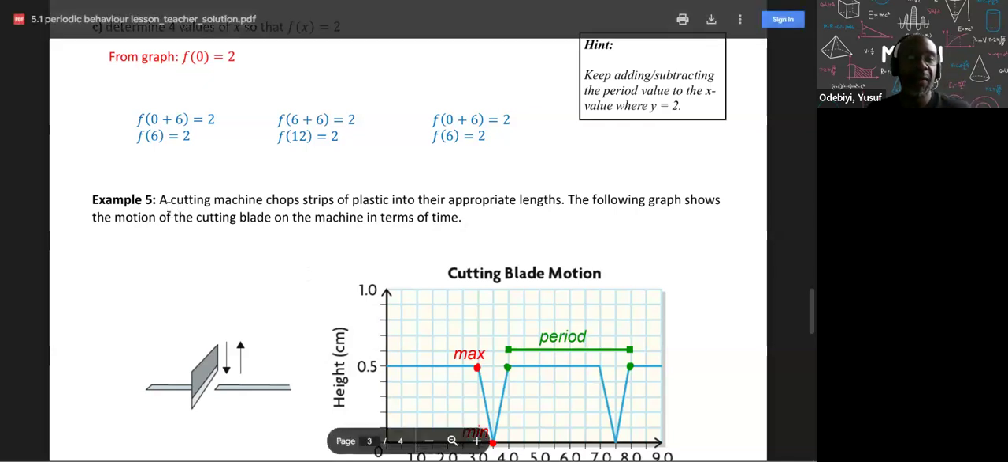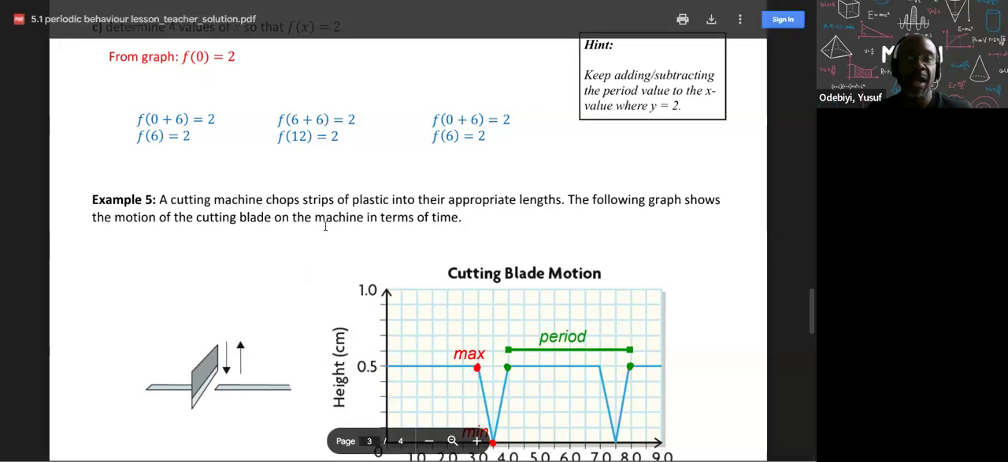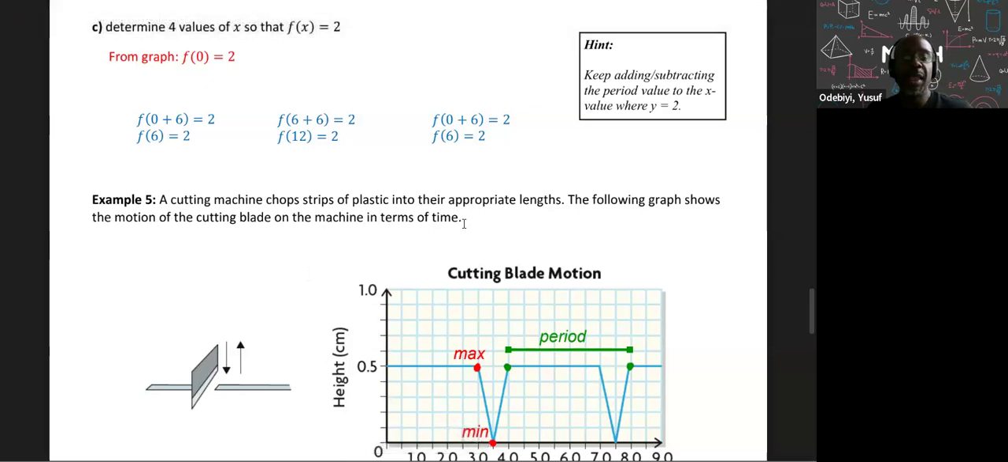So here it is. A cutting machine chops strips of plastic into appropriate lengths. The following graph shows the motion of the cutting blade of the machine in terms of time. Okay, so if I'm cutting strips of plastic, I want to make those strips the same length, right? So in order for me to cut it to the same length, that means my blade should be coming down at the same time, right?